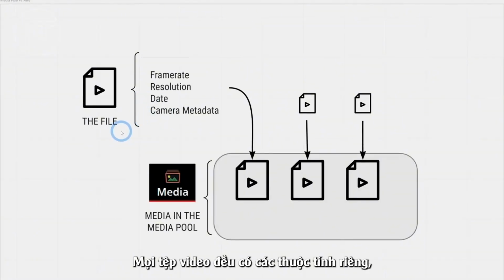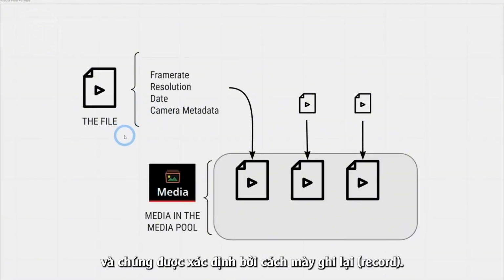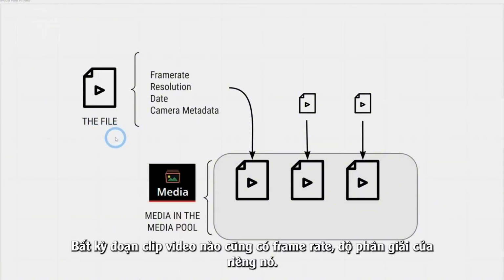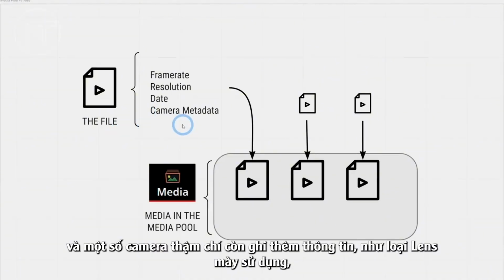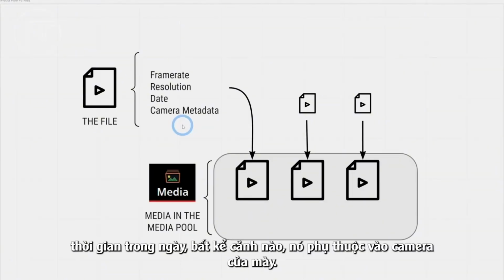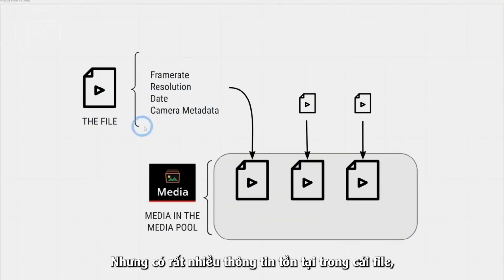So every video file has its own properties, and those are determined by how you record it. Any video clip has its own frame rate and resolution. It usually captures the date it was recorded, and some cameras will even write additional information like the type of lens you use, the time of day, whatever scene it is. It just depends on your camera, but there's a bunch of information that lives in the file.